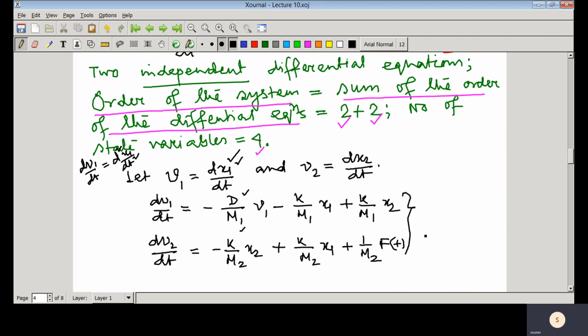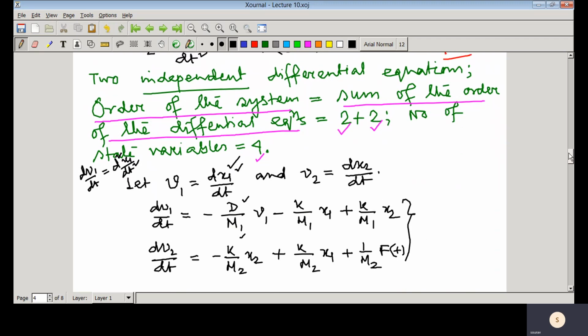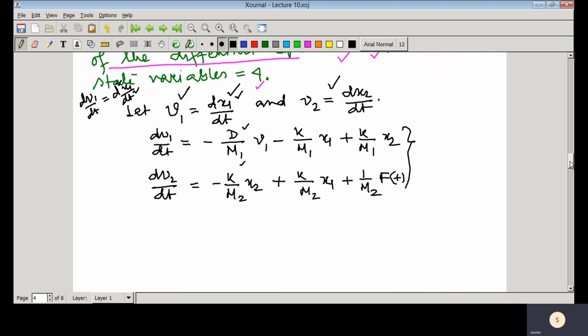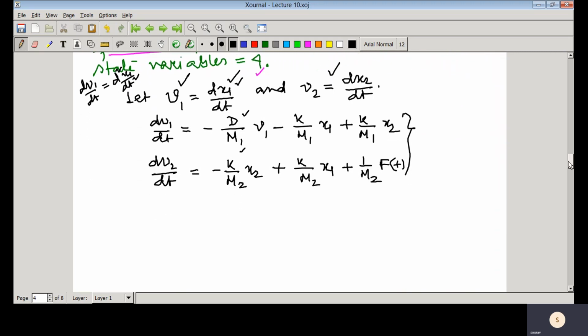So now we have two equations here, and you can see that this is the third equation, this is the fourth equation. So we have four first order differential equations. So these are all state equations. So now our objective is to write those four equations in matrix form.